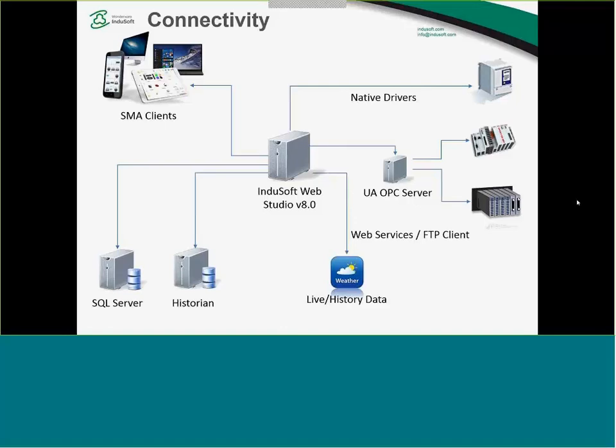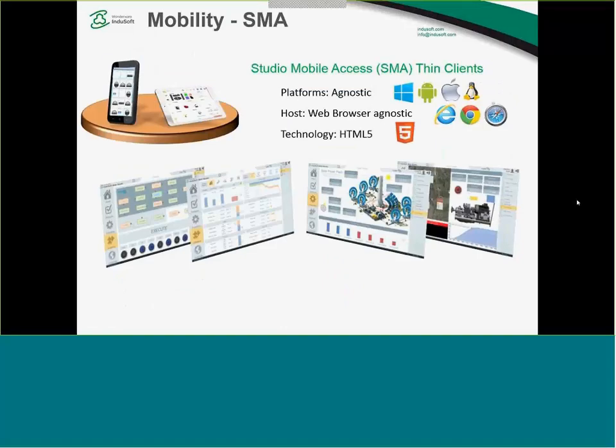And last, the SMA client. The thin clients are very important, being able to display this portal, this application, on any platform, from Windows to Mac to Linux, Android, and iOS. So connectivity was really one of the key features and functionalities that we needed in order to achieve this goal. The second one is really mobility, as I said.